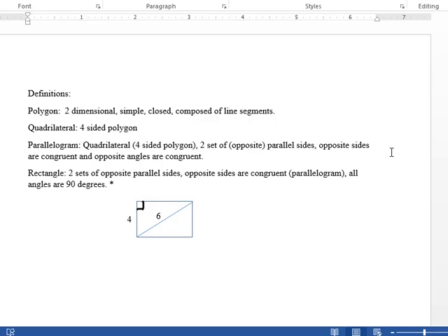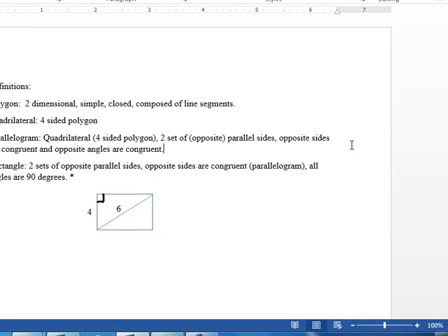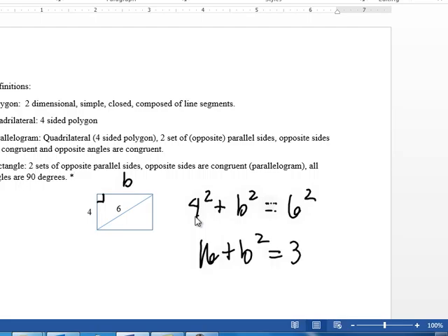Of that rectangle? Well, with the information I'm giving you, so you look at that again. Good. So how would you use the Pythagorean theorem? What would you do? 4 squared plus b squared. Plus what? b squared. Good. And b, you're calling this one up here, equals 6 squared. Okay? So 16 plus b squared equals 36, right? So then you get b squared equals what?